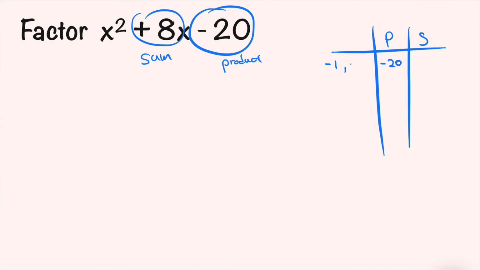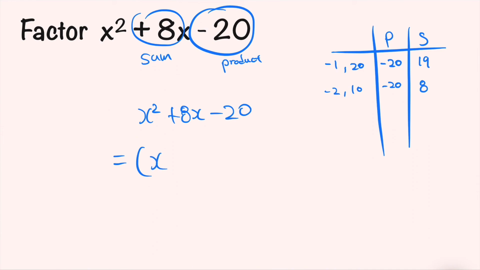Negative 1 and 20, right? When you multiply them, they become negative 20, but when you add them, they are 19. And see, that's positive. The next numbers we're going to try are negative 2 and 10, and their product is still negative 20, and their sum is 8. Exactly what we're looking for. X squared plus 8x minus 20, when you factor it, becomes x minus 2 and x plus 10.